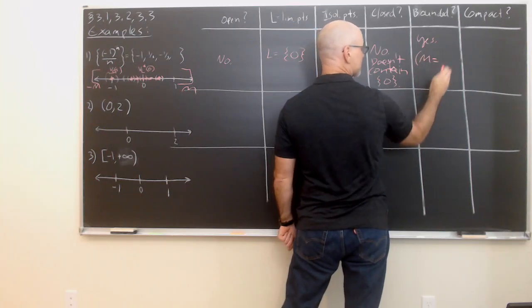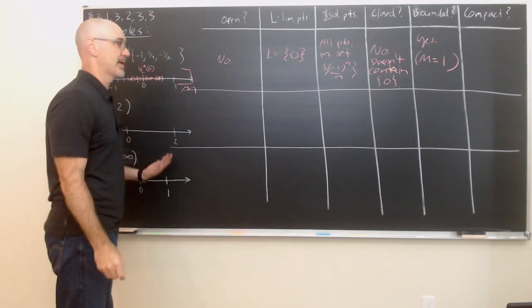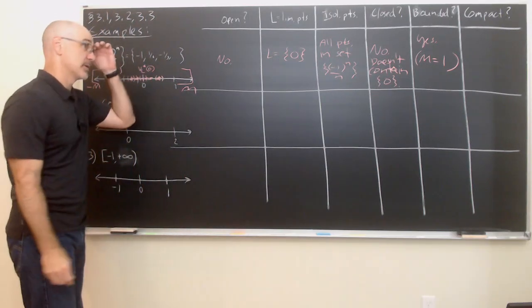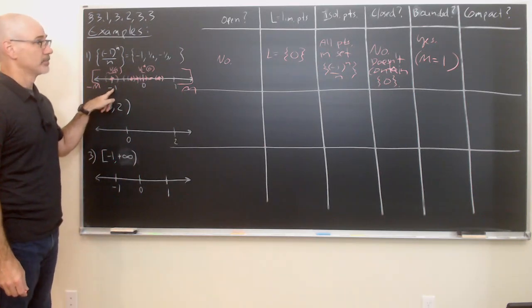And if you want a specific M, M equals 1 would do the trick, but so would 1 1/2 and 2 and so on. Just make sure your M is not smaller than 1, because this -1 here would give you a problem.